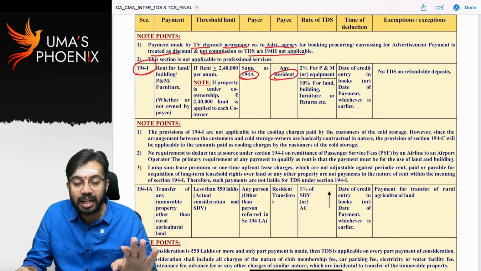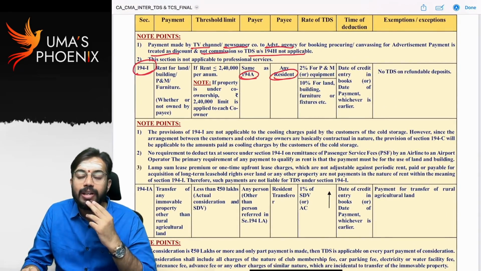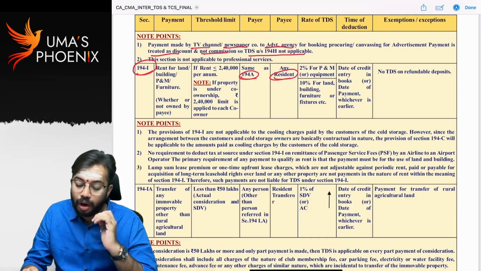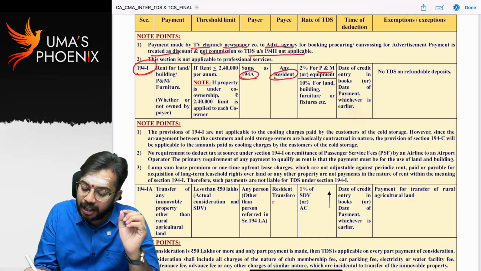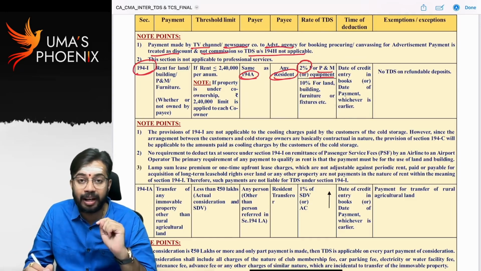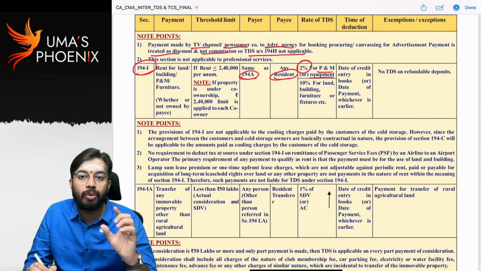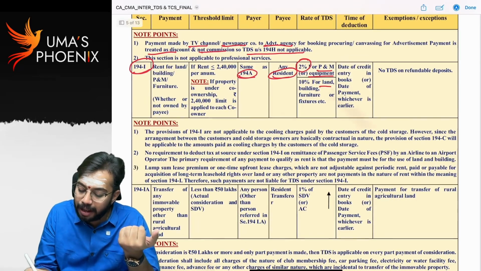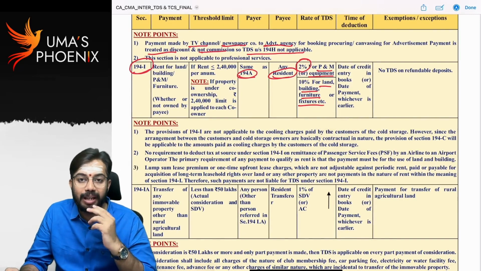Next, rent is paid to the landlord or the owner. If the owner is resident, then only section 194I gets attracted. So if the payee, the person to whom payment is made, is resident, then only TDS is required to be deducted under section 194I. What is the rate of TDS? For plant and machinery and equipment, the rate of TDS is 2%. For the ACs, every month 2 lakhs rent is paid for air conditioners, right? On 2 lakhs, 2% means 4,000. So out of 2 lakhs, 4,000 TDS will be deducted and the balance 1,96,000 will be paid to the party. Is it clear? On land, building, furniture and fixtures, the rate of TDS applicable is 10%.